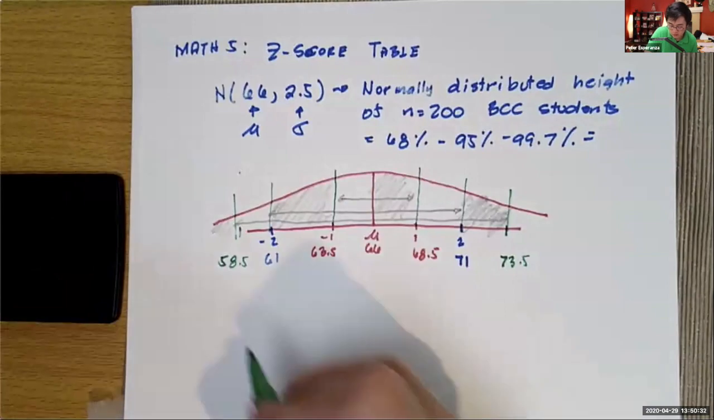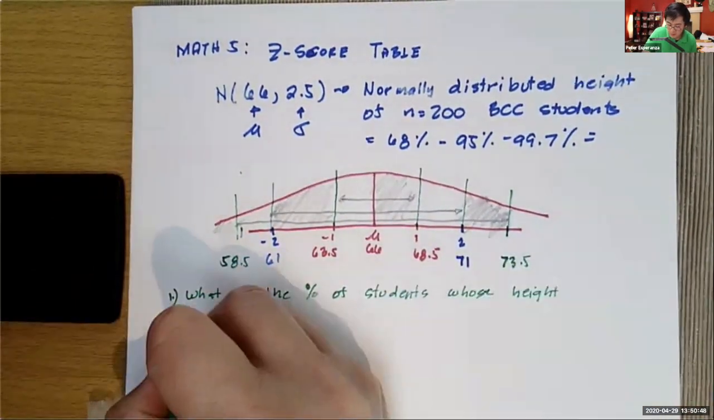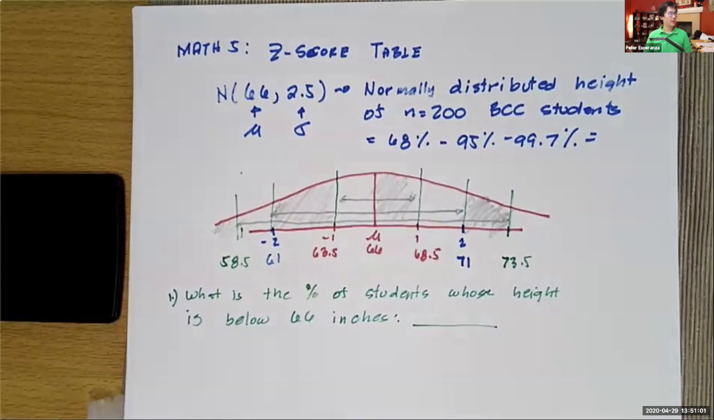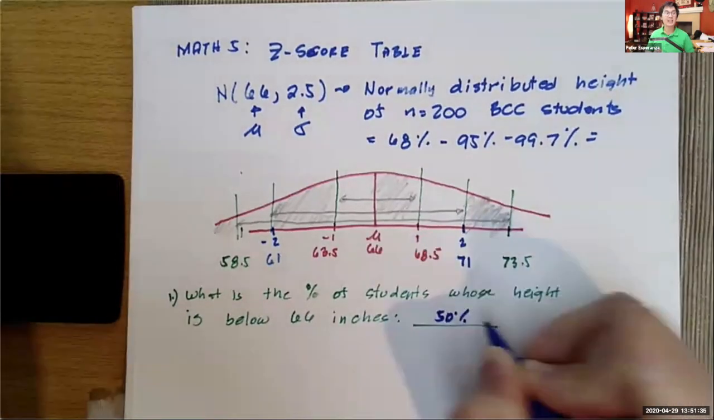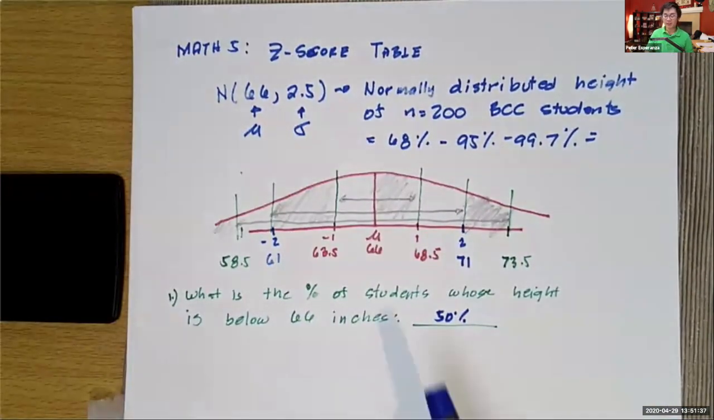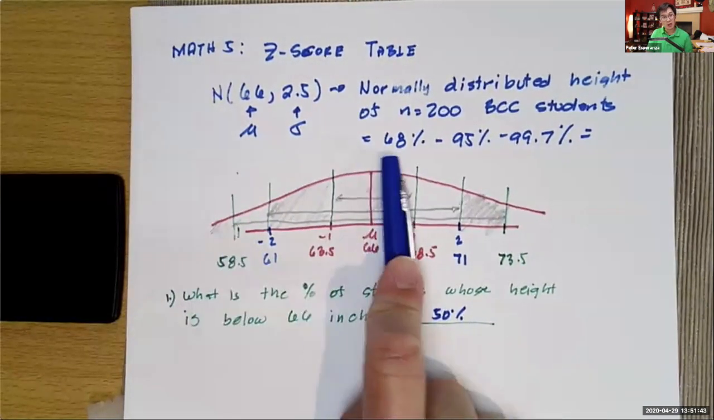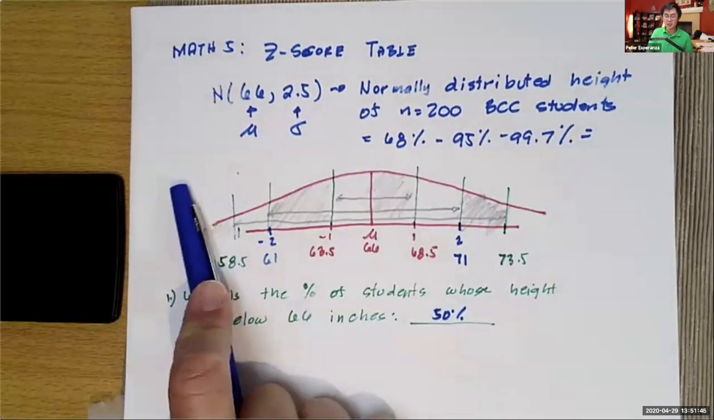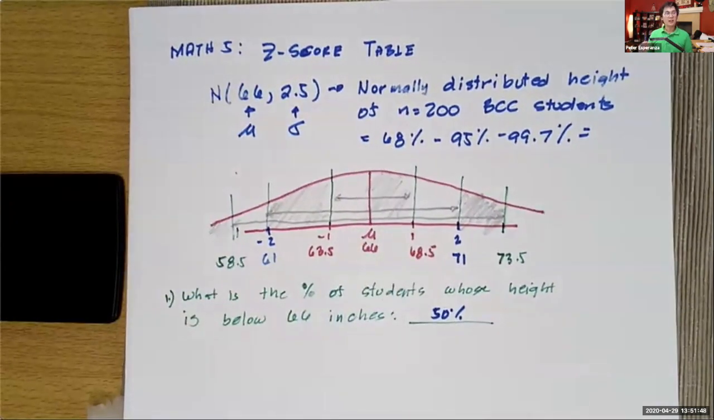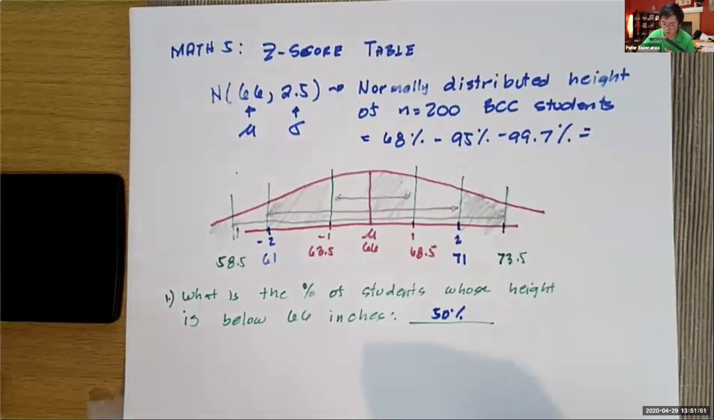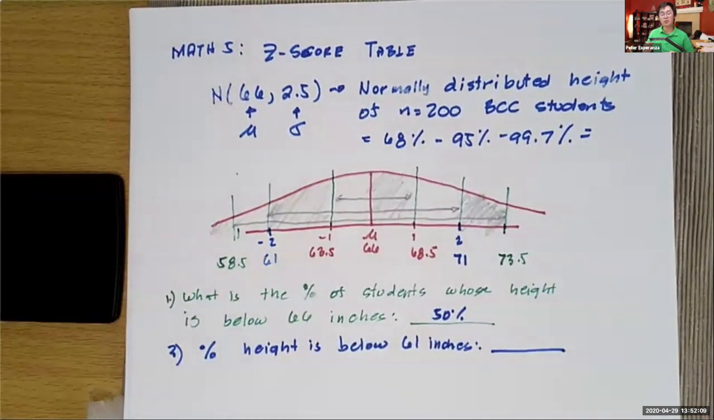For example, the question is, can you please give me the percentage of students whose height is below 66 inches? James says 50%. And that is correct, because 66 is the middle. And we know that this is 50% and this is 50%. Lower 50, upper 50.